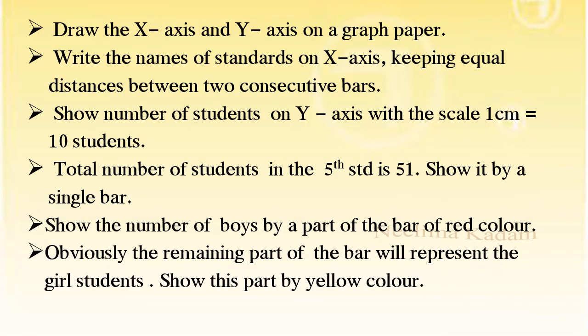Okay, so in this way these are the steps. First of all, draw x-axis, y-axis. On x-axis, the names of standards. We have to allot consecutive bars. Third step, show number of students on y-axis with the scale 1 centimeter equal to 10 students. And afterwards, we will draw a single bar, that is 5th standard, 51, 6th standard accordingly, and showing the boys with red color and girls with yellow color.